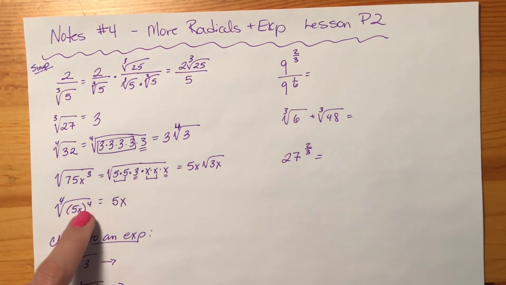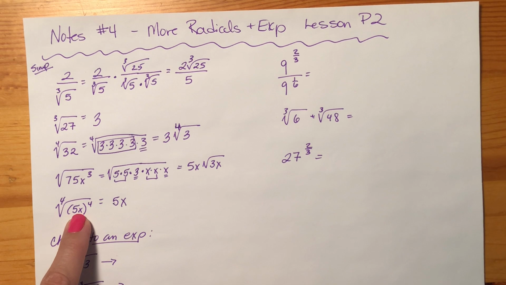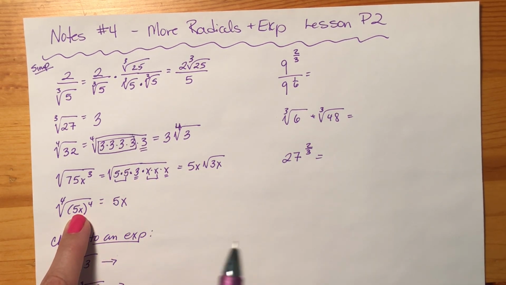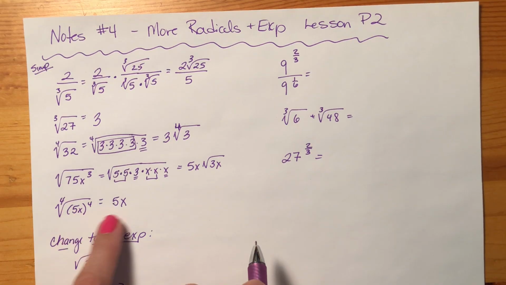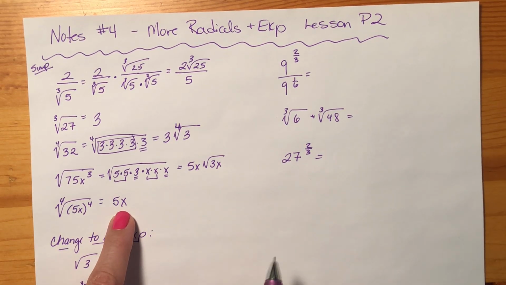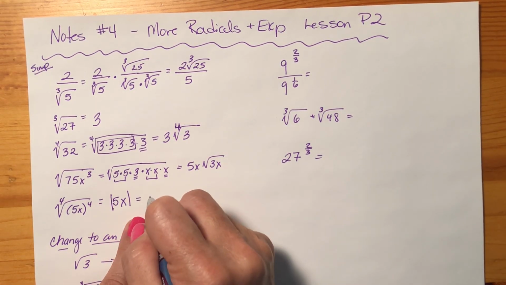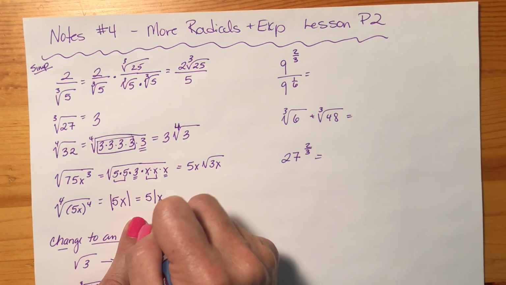What if x is negative? All right, so say x is -2, right? I'm going to have -2 to the 4th power. And now that is going to become positive. If I pull it out here, x is negative. So I need to tell my reader, hey, I have a positive, so it's really the absolute value of 5x, which would be 5 times the absolute value of x, okay?